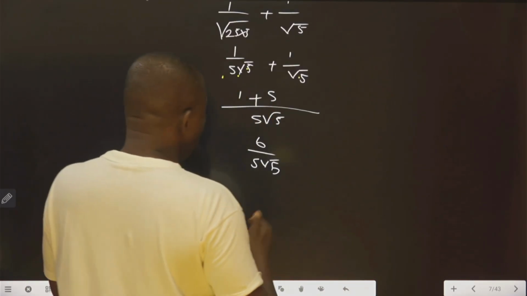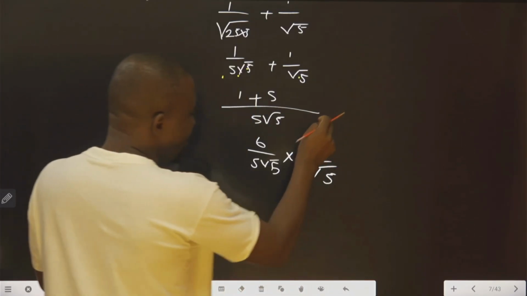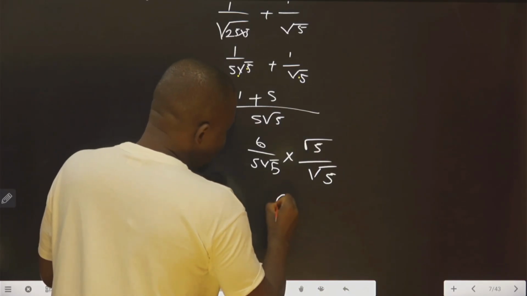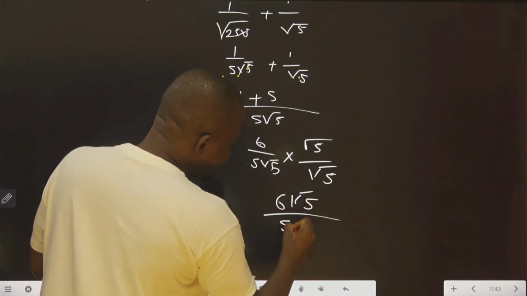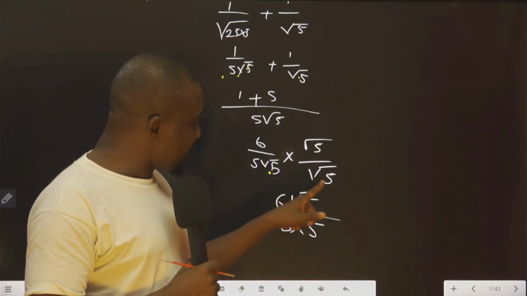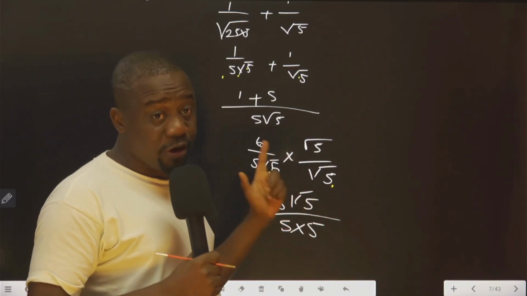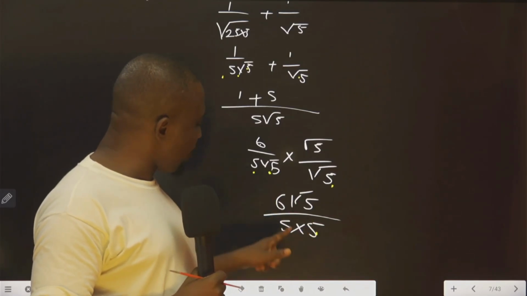So what we need to do, we have to rationalize the denominator by multiplying the numerator and denominator by this square root of 5. This and this will give us 6 square root of 5. Why this and this will give us 5 times 5. How do we get 5 times 5? This is square root of 5, this is square root of 5. If you multiply them, you have the square root of 25. The square root of 25 is 5. That's how we got this 5. This is 5 that was there before.